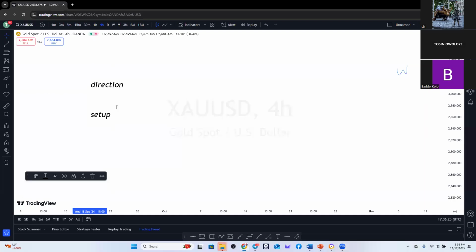So we have direction, we have setup, and then we have entry. Now, the direction has its confirmation. So the direction has confirmation.